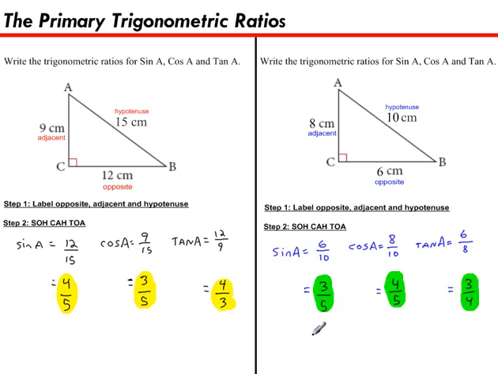So your answers are sine A is equal to 3 over 5, cos A is equal to 4 over 5, and tan A is equal to 3 over 4.